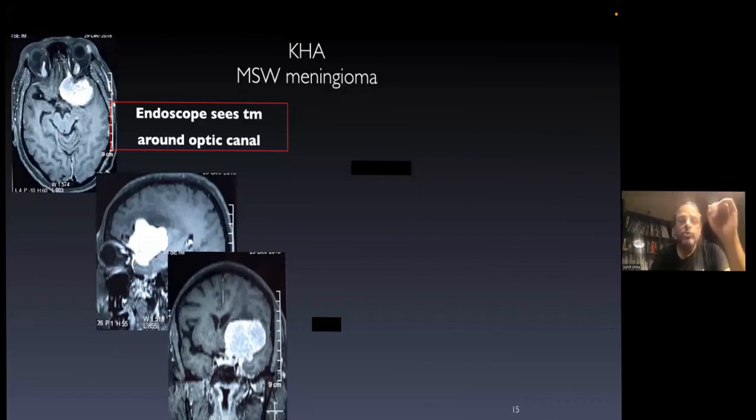Endoscope is used to see the tumor around the optic canal. Sometimes, most of the times, I would say these tumors progress through the optic canal, and they are the major cause of visual deterioration. And this is the crux of this surgery, to de-roof the optic canal, remove the tumor there, so that the patient gets the benefit of return of the vision.